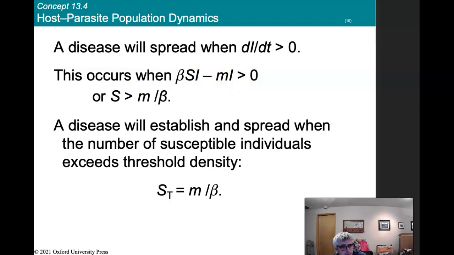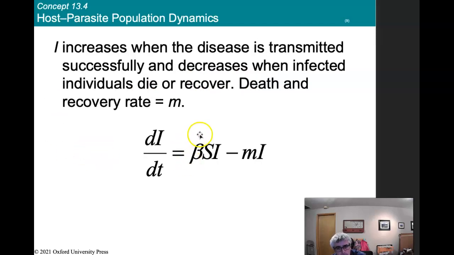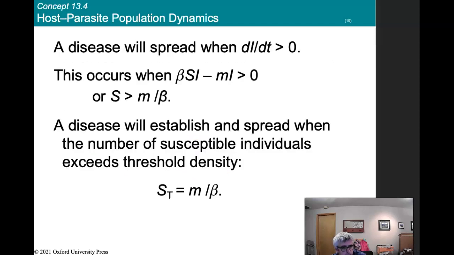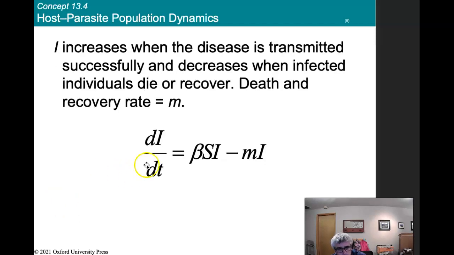So let's go back to this here. Which one are we at? Greater than 0. Change in infection over change in time.